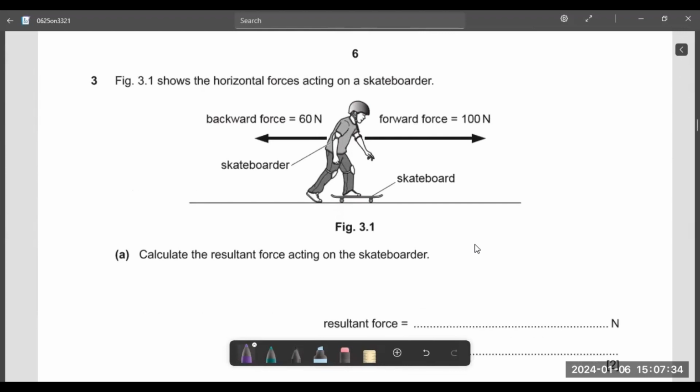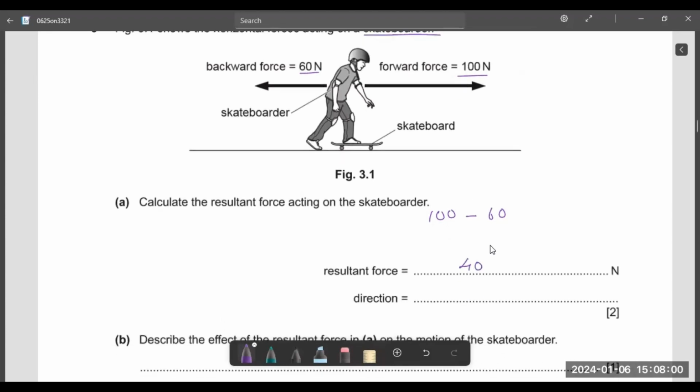Next, figure 3.1 shows the horizontal forces acting on a skateboarder. We can see here it is backward 60 newtons and forward 100 newtons. Calculate the resultant force. For finding the resultant force, we can just subtract. This is the forward force, that is 100 newton minus 60. So the resultant force will be 40 newton.